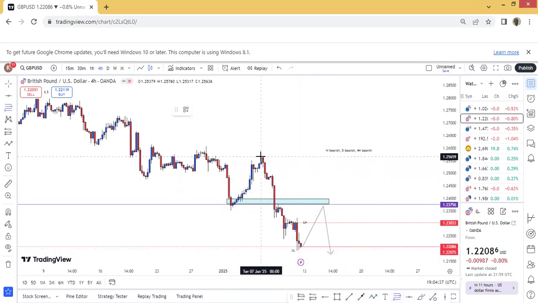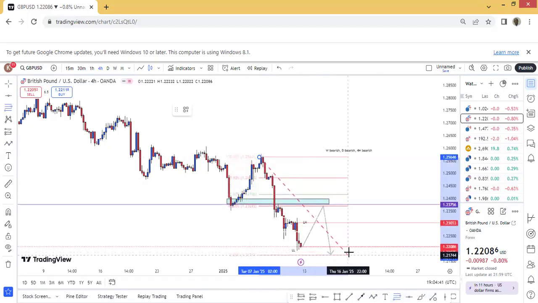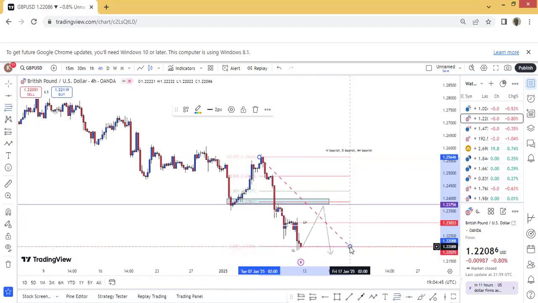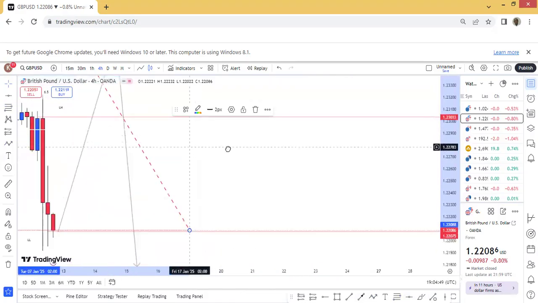Let's see. If you're going to use the fib, let's see. Voila. Which level is that? Let me see.